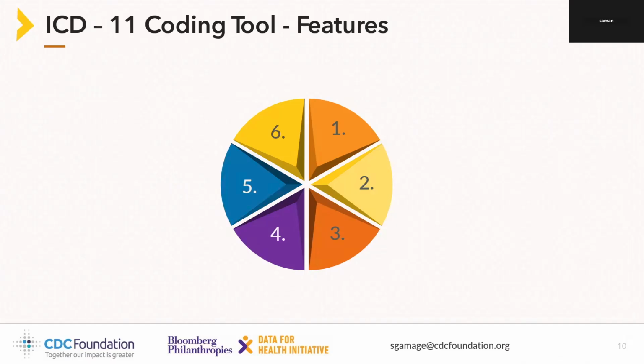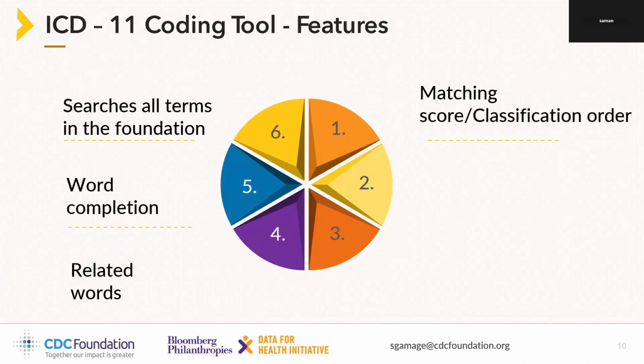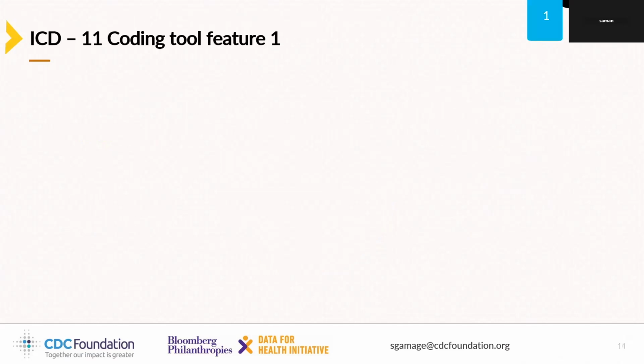Let's go into more details of the ICD-11 coding tool. There are some special features. It can search all terms in the foundation. It has a word completion feature. It can recognize related words. The tool has facilities to implement matching score and classification order. There is another option for smart search. It's a smart tool. And flexible search is also another feature of the ICD-11 coding tool. Let's discuss these features one by one.